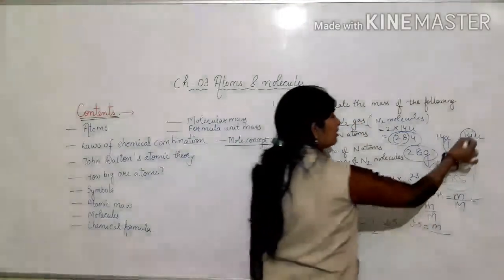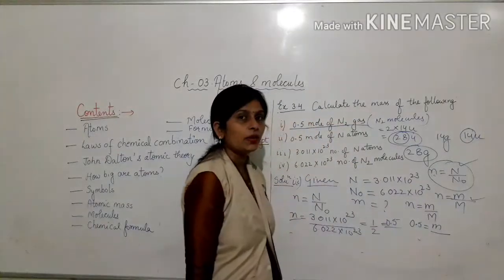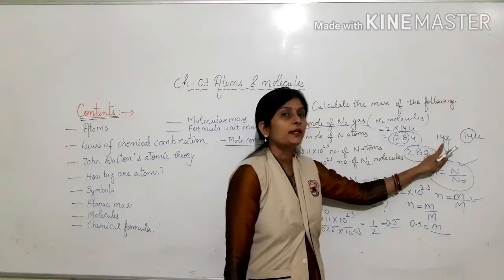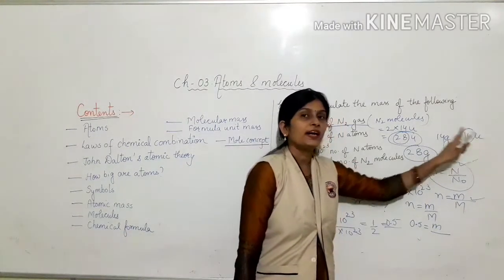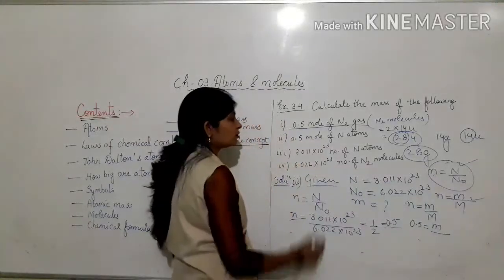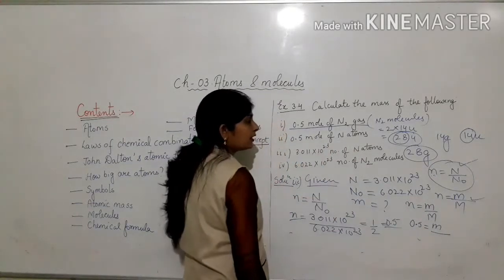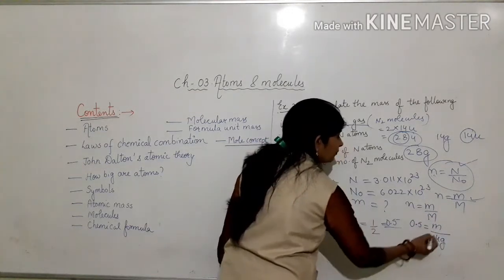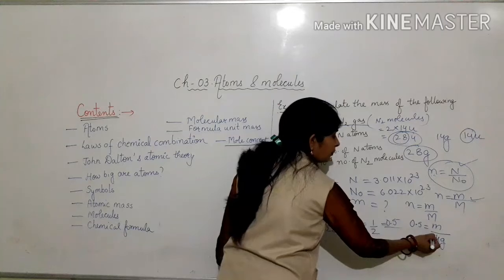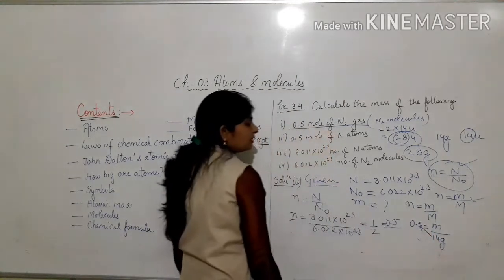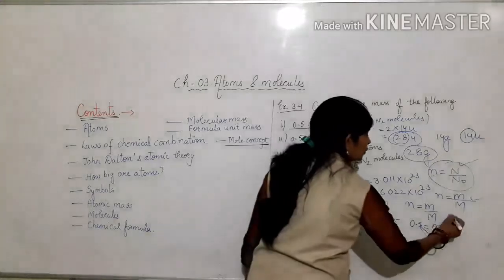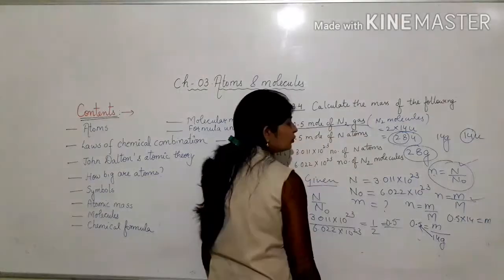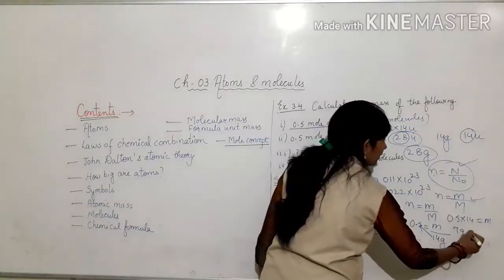Okay, so its numerical value is 14. That is why its molar mass has the same numerical value 14, but in place of U we will write G. So what is the molar mass of nitrogen atoms? It is 14 gram. So in place of molar mass we will write 14 gram. 14 gram will be transferred from right to left. Then it will multiply 0.5. Now M is equal to 0.5 into 14, that is 7 gram.